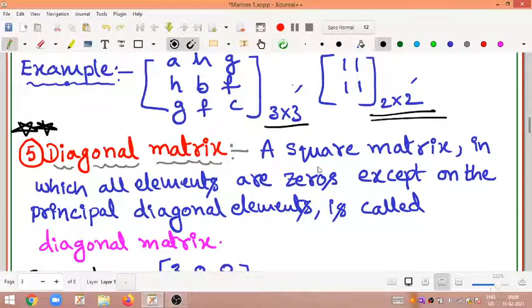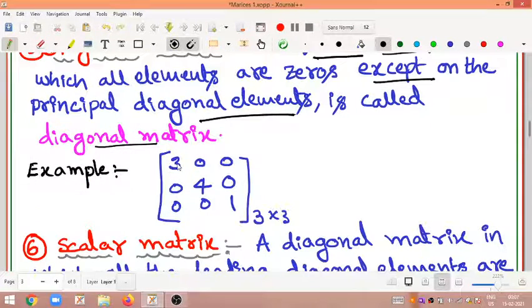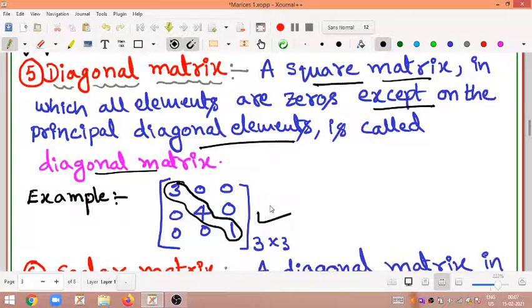A square matrix in which all elements are zeros except on the principal diagonal elements is called a diagonal matrix. Except on the principal diagonal elements, the remaining elements are 0. See here, except these principal diagonal elements, the remaining elements are 0. So that's why this is called a diagonal matrix.